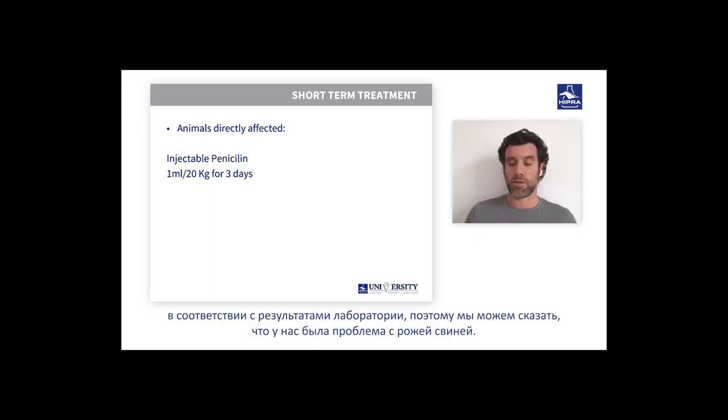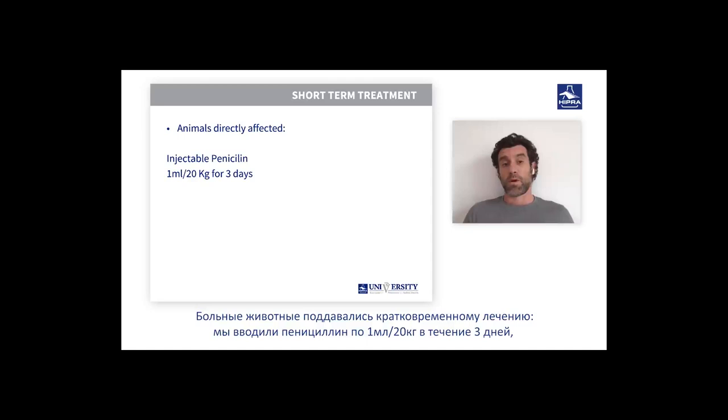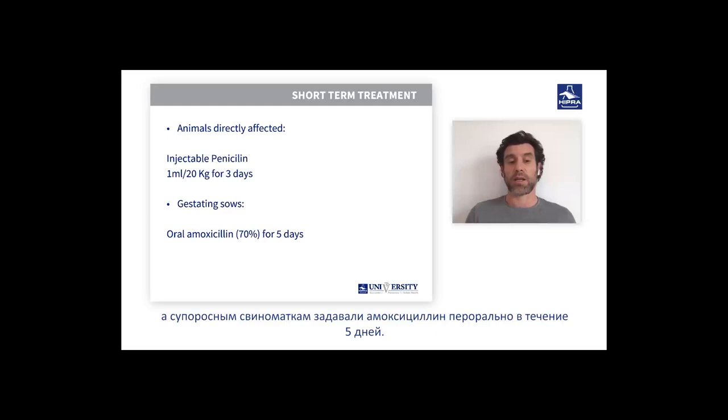The treatment for the short term was, the animals who presented ill, we inject penicillin 1 milliliter to 20 kilograms for 3 days, and in gestating sows we give them an oral amoxicillin for 5 days.